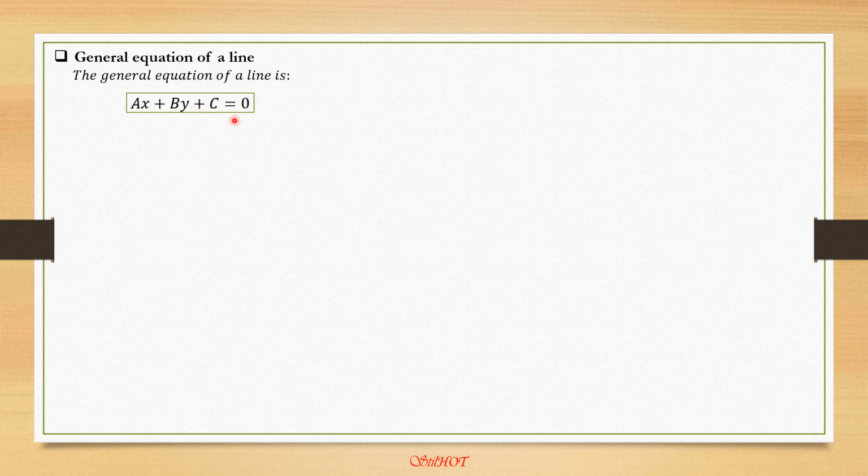Okay, let's proceed to the general equation of a line. The general equation of a line is also the general equation of a first degree curve, which is ax plus by plus c equals 0. And I hope you're familiar with that.